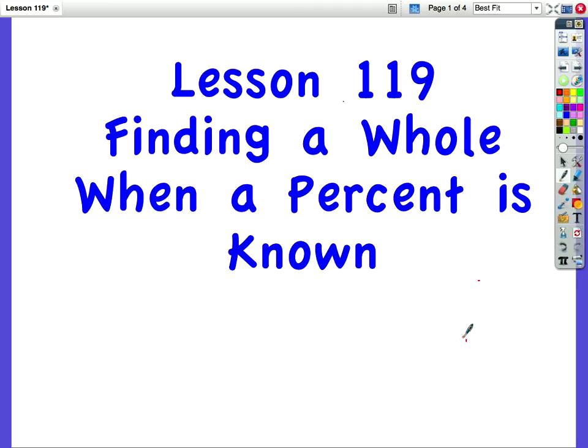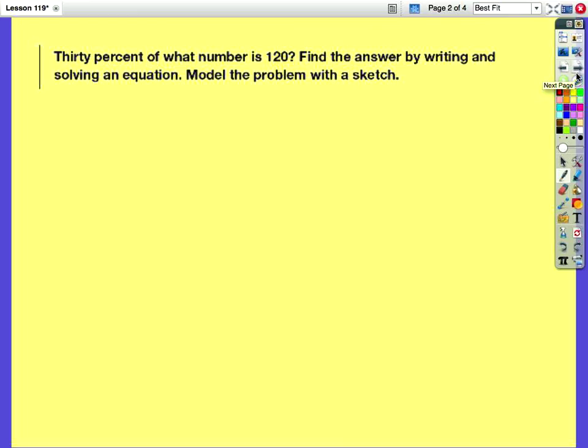For lesson 119, we're going to be finding a whole when a percent is known. So the question says, 30% of what number is 120? We can find the answer by writing and solving the equation, and we're also going to draw a model just so you can see it a little bit. It says 30% of, which means multiplication, what number is going to equal 120?